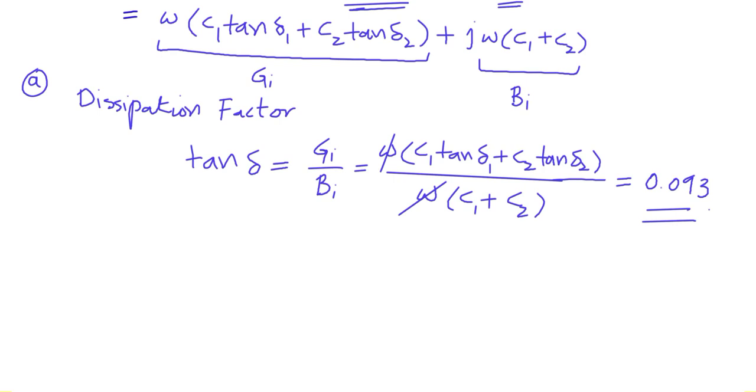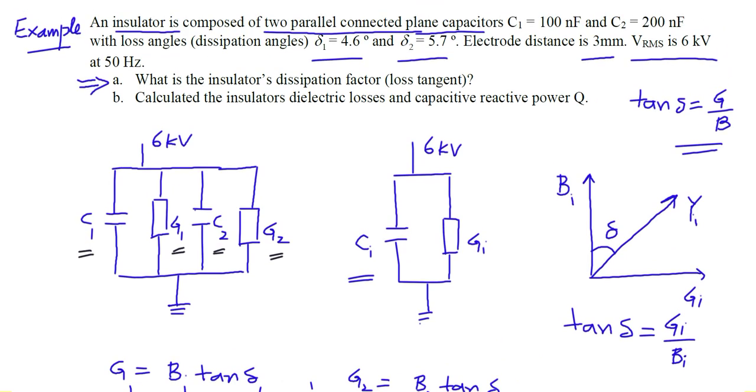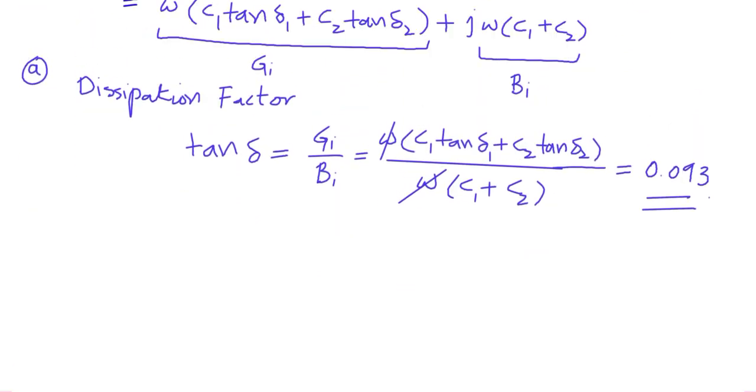Then in the second part, part B, we are asked to find the dielectric power loss, P, and the capacitive reactive power, Q. And we are given the voltage, 6 kilovolt. So it is really easy to calculate these parameters. For part B, we need to determine P and Q.